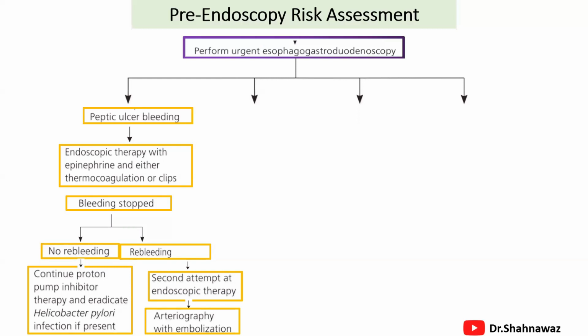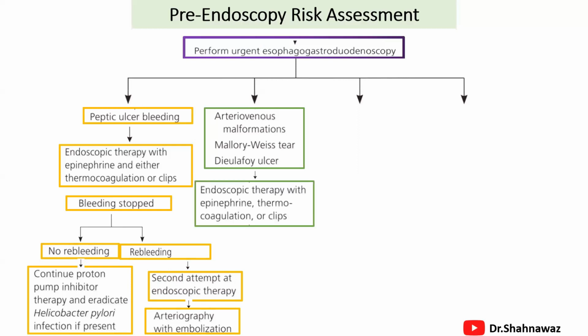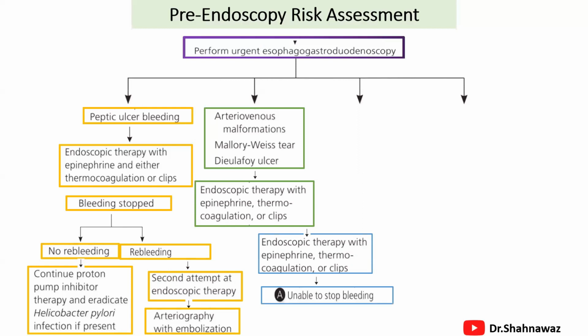And if there are vascular lesions like arteriovenous malformations, an aortoenteric fistula, a Mallory-Weiss tear or a Dieulafoy ulcer or lesions, then we do endoscopic therapy with epinephrine, clips or thermocoagulation. And if we are unable to stop the bleeding with this, we use arteriography with embolization, like we use gelatin or something to stop the bleeding in that case.